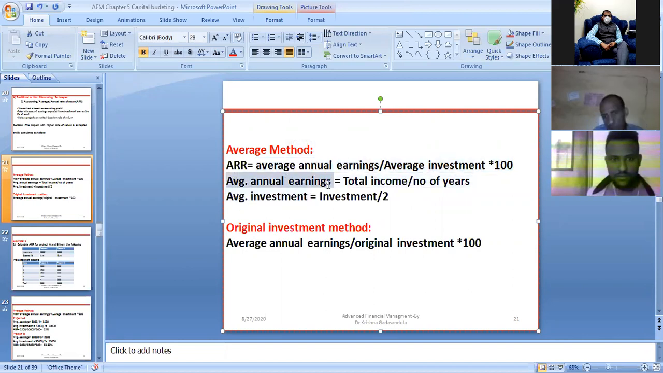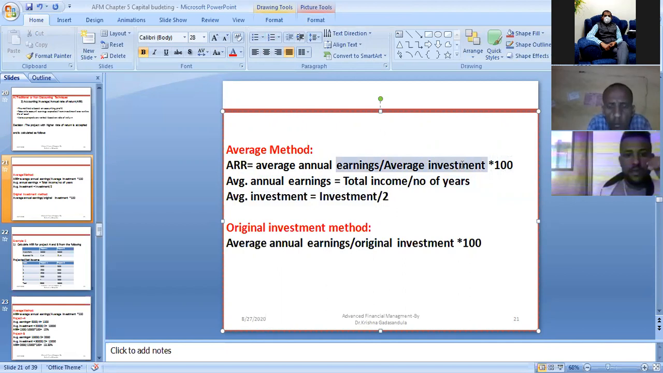What is this average annual earnings? Average annual earnings, that is the numerator, is equal to total income by number of years. You have to remember these formulas, then only you can calculate the project valuation. Average investment, the denominator, is equal to investment by 2. This is the numerator and denominator formulas and calculations.